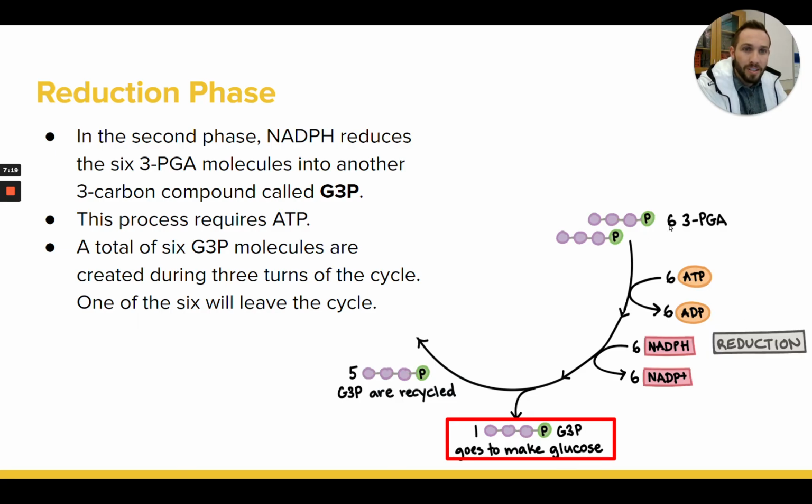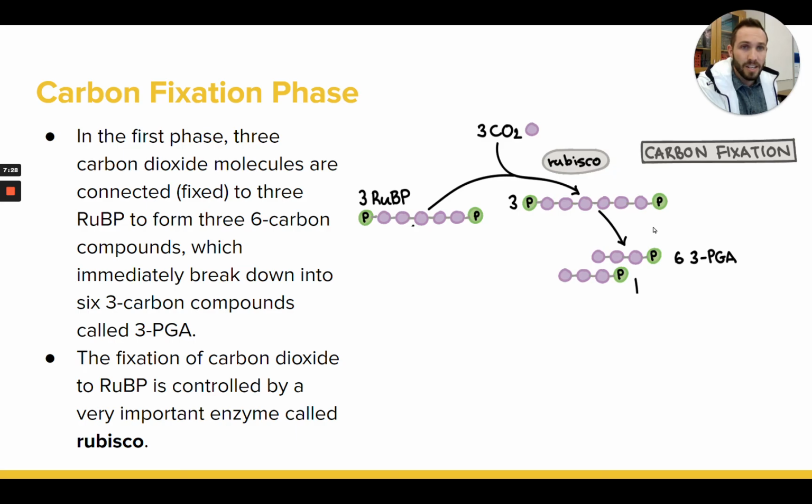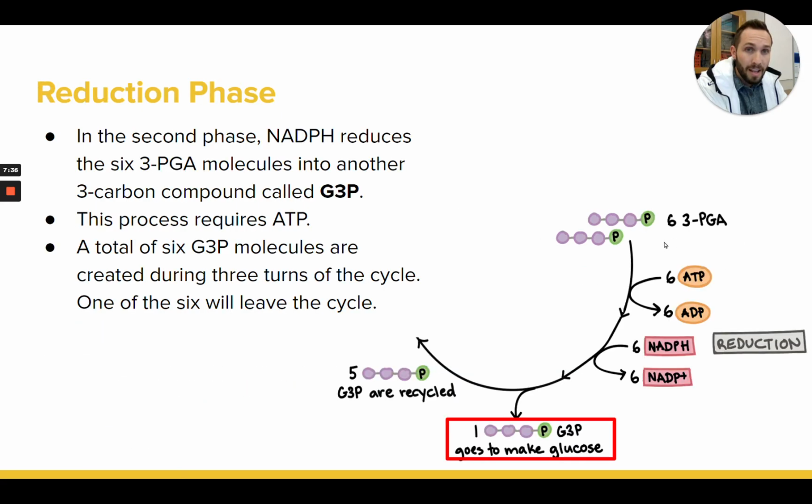And here, you will see these numbers, because again, we're looking at it as if this cycle was happening 3 times at once. So in the first phase, we had 3 molecules of RuBP joining with 3 molecules of CO2, becoming 6 of these molecules of 3 PGA. And then in the reduction phase, all 6 of those molecules of 3 PGA will become 6 molecules of G3P, 5 of them, and then there's 1 right here.